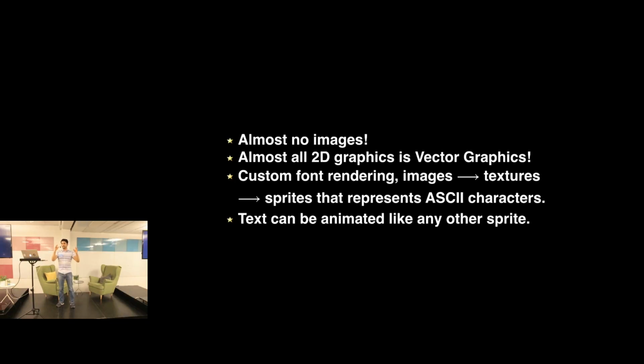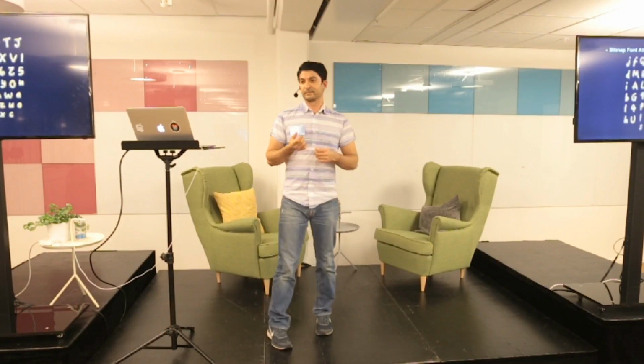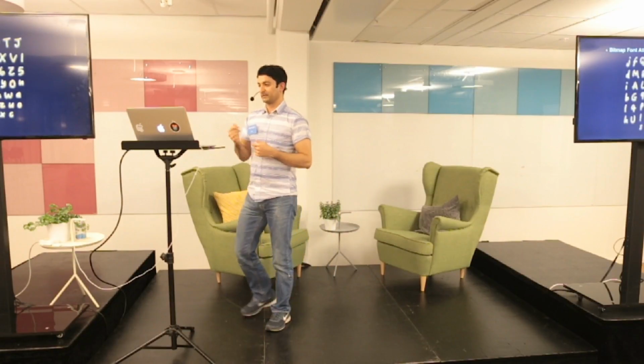The only images in the game are alphabetic images for the sprite text, where each image represents an ASCII character. And since those characters are converted to sprites, I can pretty much animate text as well, just like anything else in the game. So this is just a simple bitmap font atlas. You have probably seen this many times in games, like old school games, and on the web also. I still haven't figured out how I can make this vector graphics, but I'm working on it.